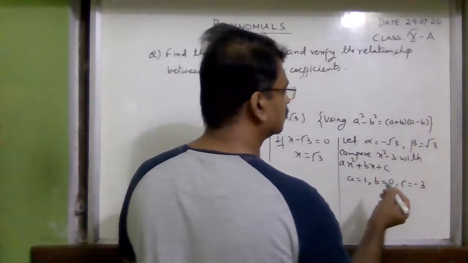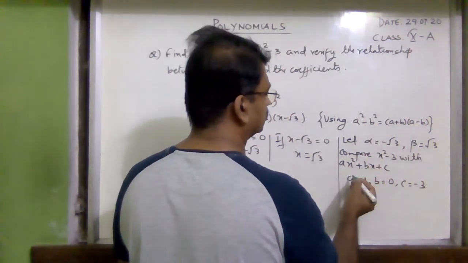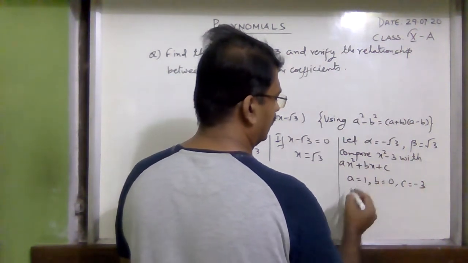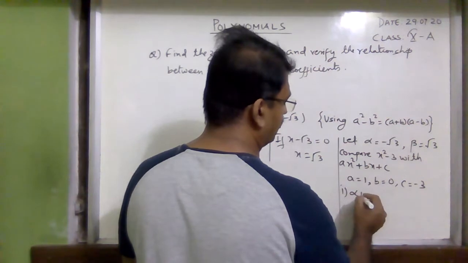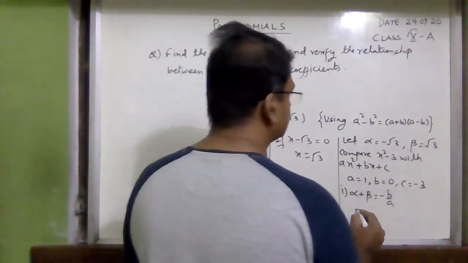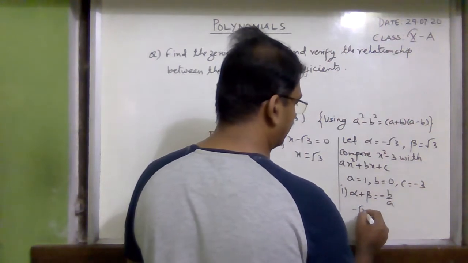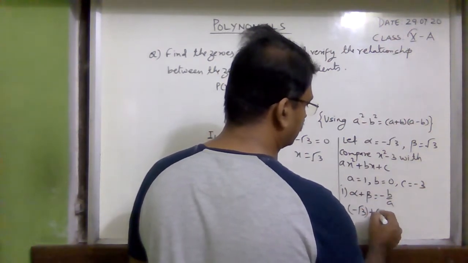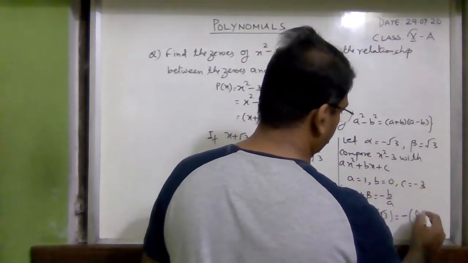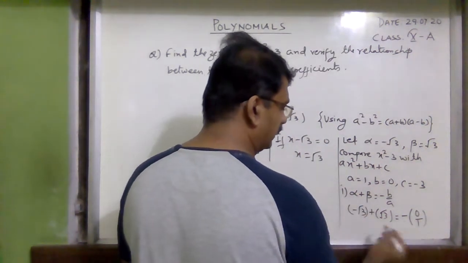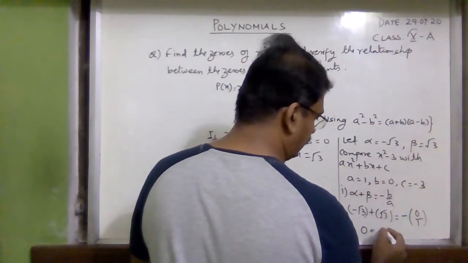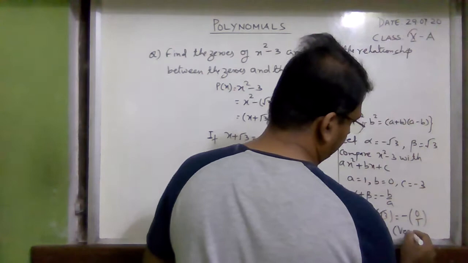Now the first relation says alpha plus beta is equal to minus b by a, means minus root 3 plus root 3 is equal to minus 0 upon 1. Now minus root 3 plus root 3 will be 0 only, and minus 0 upon 1 is also 0, so it is verified.